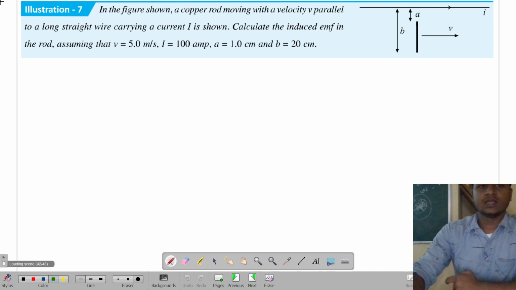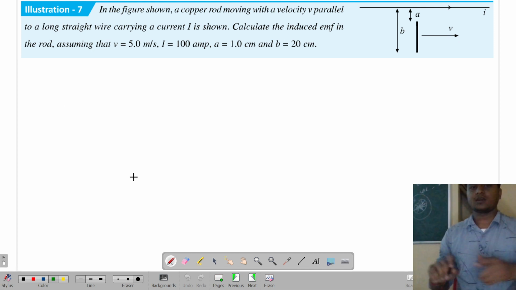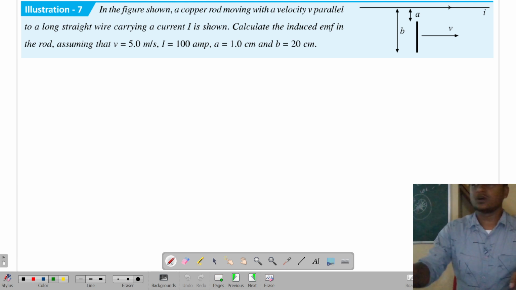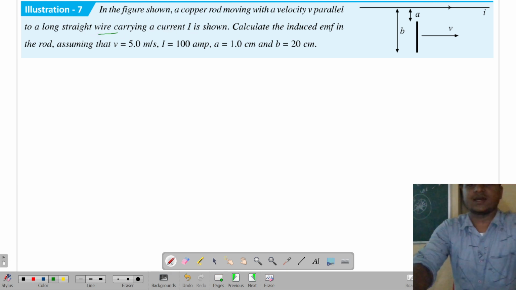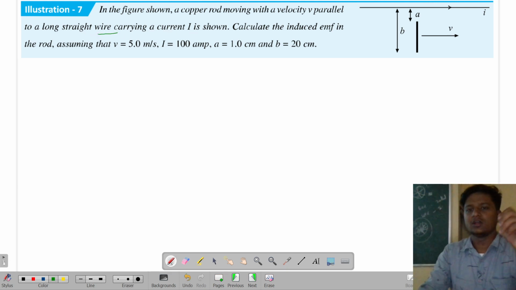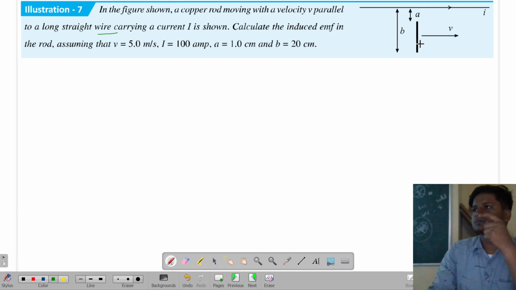Now look over here. Second question. What is it saying? In the figure shown, a copper rod moving with a velocity v parallel to a long straight wire carrying current I is shown. So you have a wire carrying some current I over here. In front of that, you have one copper rod.